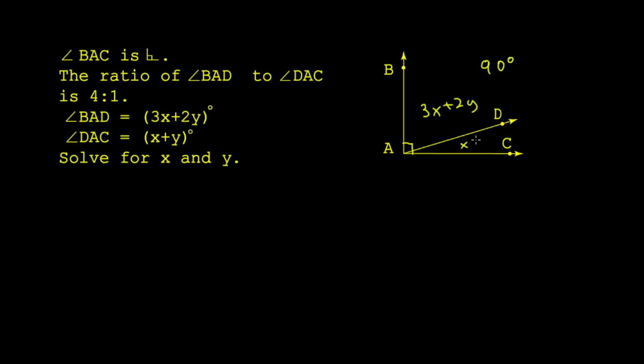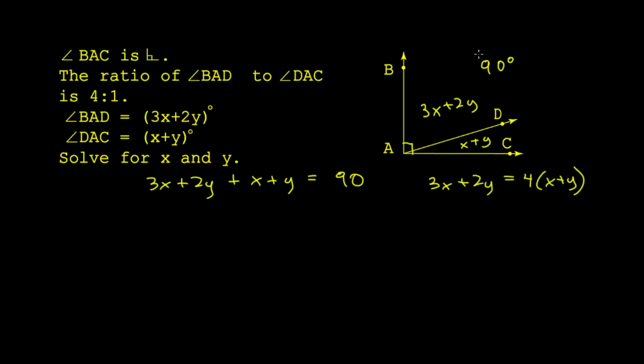So now what we can do from there, 3x plus 2y plus x plus y equals 90. Now we also know that 3x plus 2y equals 4 times x plus y, because angle BAD is 4 times angle DAC. So now let's get this in the form where we can do elimination. 3x plus x is 4x. 2y plus y is 3y equals 90.